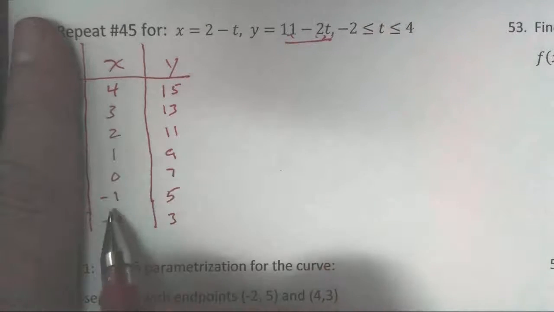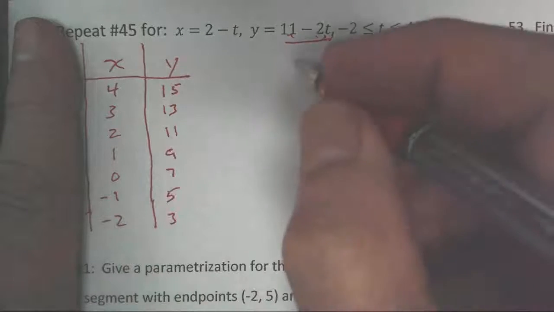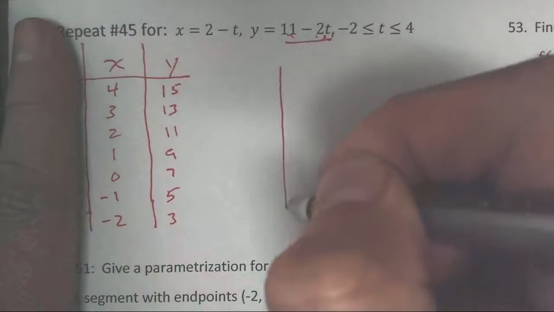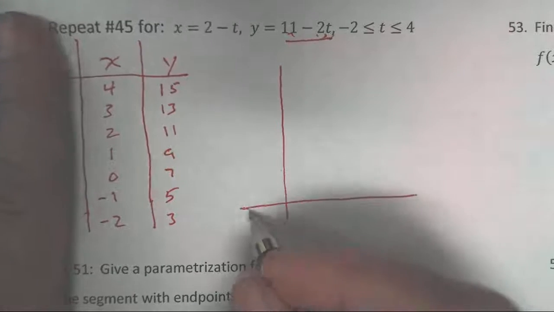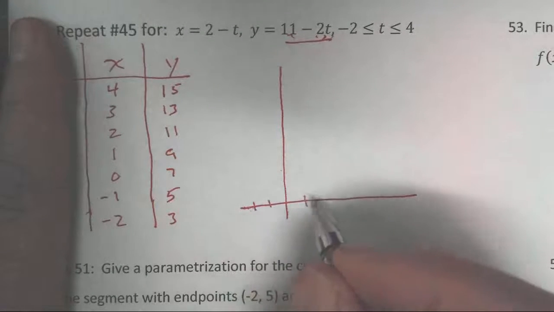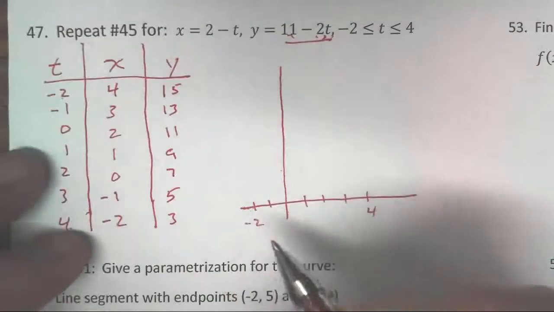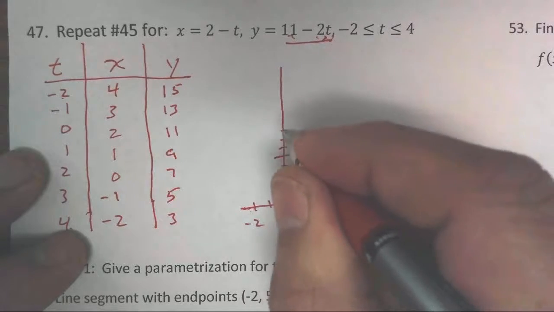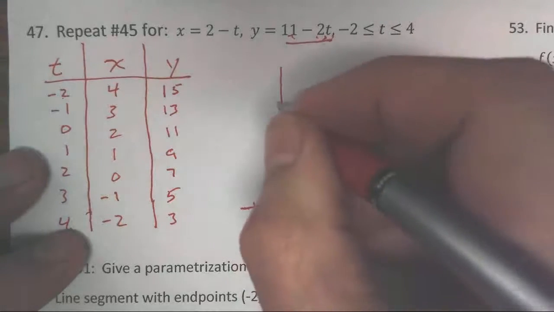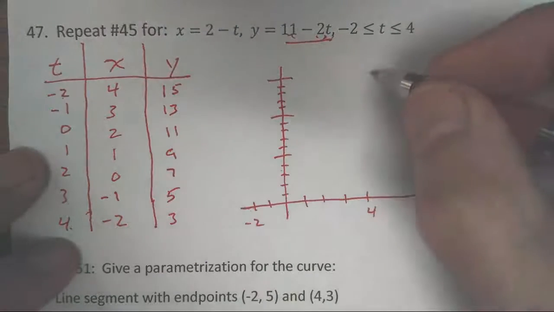I see my x values are mostly positive. My y values get big and positive. So I'm going to allow for that. X is running -2, -1, 1, 2, 3, 4. And y, 1, 2, 3, 4, 5, 6, 7, 8, 9, 10, 11, 12, 13, 14, 15. I've got a point at 4, 15.